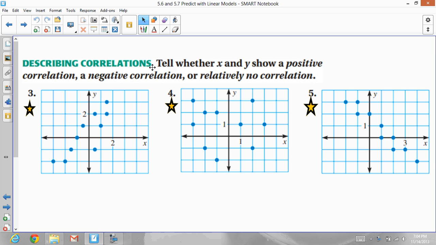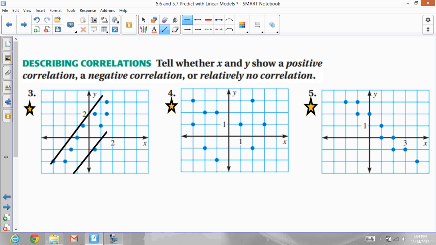The question is asking you to describe the correlations. Tell whether X and Y show a positive correlation, a negative correlation, or relatively no correlation. Now, when they're talking about correlation, think about the way the line slopes up. So if you're looking at question number 3, look at the cluster of points. If I were to put a line from here and from here, it covers the majority of the points between this. So look at the way it is sloping up, and this will be a positive slope. So question number 3, the answer is positive correlation.